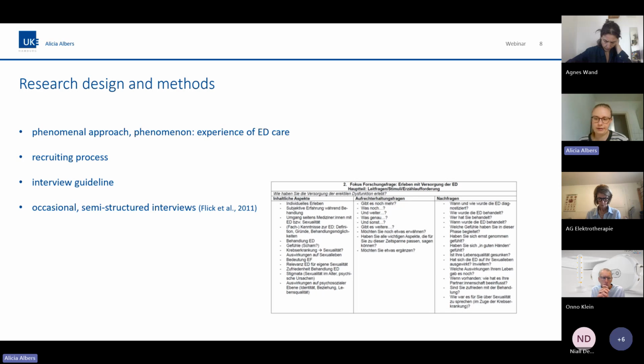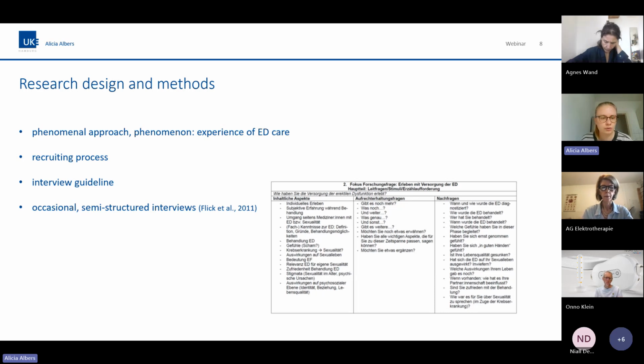Unfortunately, finding persons was the toughest part of my master thesis. But luckily, I have found 2 men. While I was recruiting in many different ways, I designed my interview guideline, and here I have a little screenshot of it. It's in German, of course, but it's my main question from the interviews, where I asked the interviewee: how did you experience treatment of erectile dysfunction?